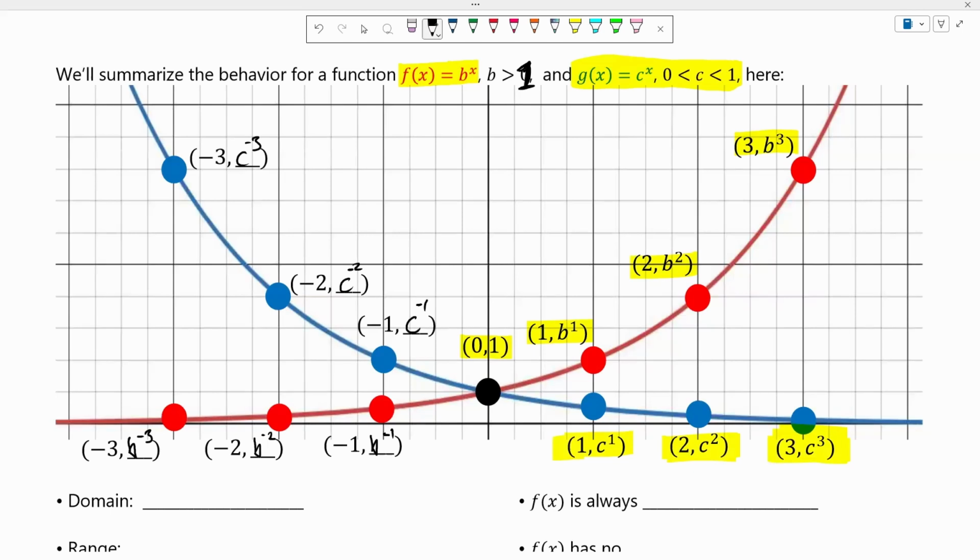Now, I do want to mention this. Hopefully you guys see this. Negative 3, 1 over b cubed. There's a rule that allows me to do this. Go check the rules of exponents from the very first page. The next point I can rewrite as negative 2, 1 over b squared. The next point after that I can rewrite as negative 1, 1 over b to the first.